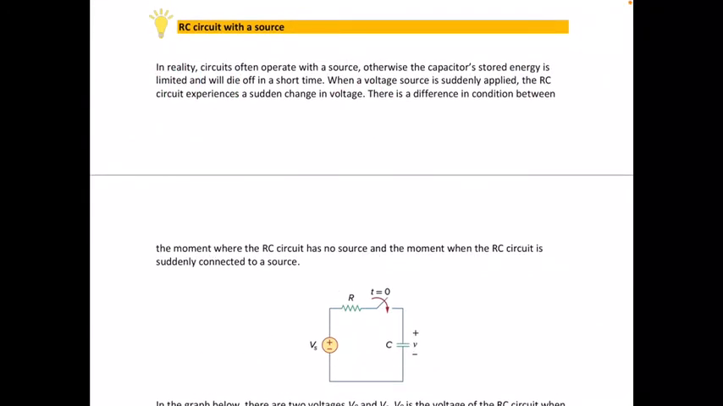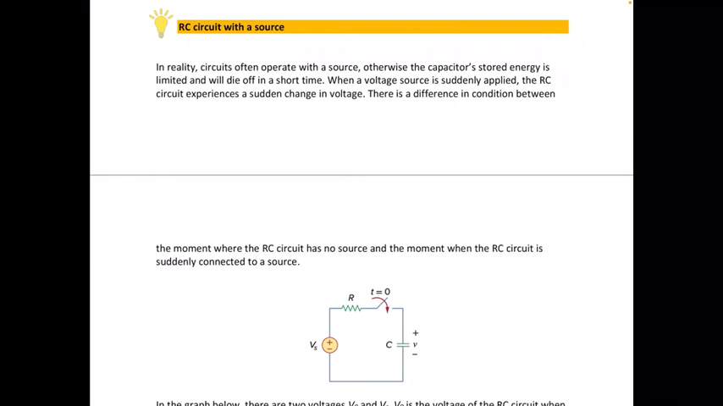So this time we will move on to circuits with a source, starting with RC circuits. Now, in reality, circuits often operate with a source. So it's not really possible that a circuit is just standalone, but we had those previous discussions about source-free circuits just for us to understand how a circuit behaves intrinsically.